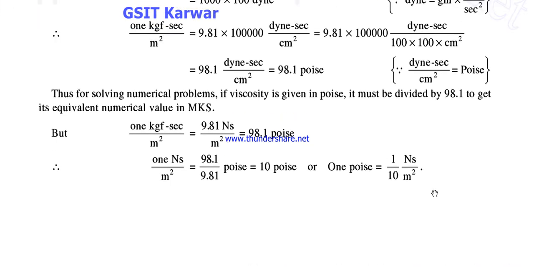This is very important. You should remember this one important unit conversion. Commonly in problems, the viscosity is directly given in poise. Then you can take the data and convert it to SI unit. At the time of conversion, you should recall this relation: 1 poise is equal to 1 by 10 Newton second per meter square.